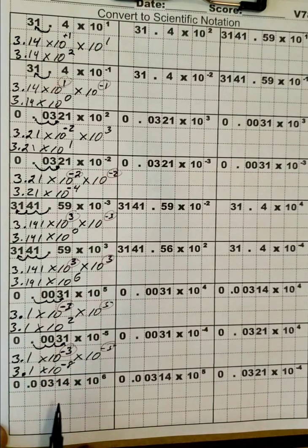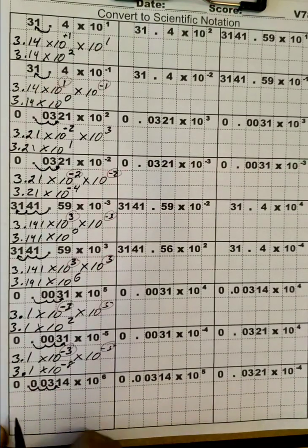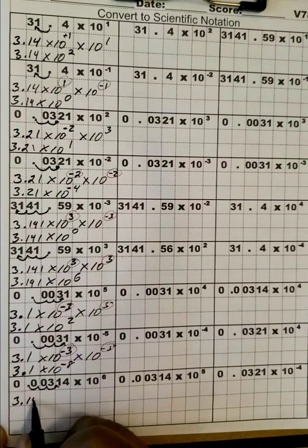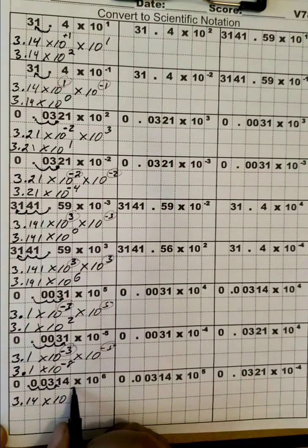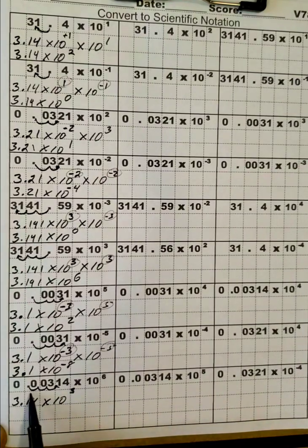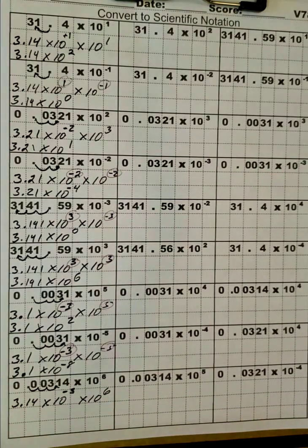Okay, the last one here. I want my decimal between the 3 and the 1. So it's going to be here, here, and then there. So this is now going to be 3.14 times 10. That took 3 moves, so it's going to be 3 here. And that was a small number, 0.00314. It's a small number, so we'll put a negative here. And then the times 10 to the 6th power.